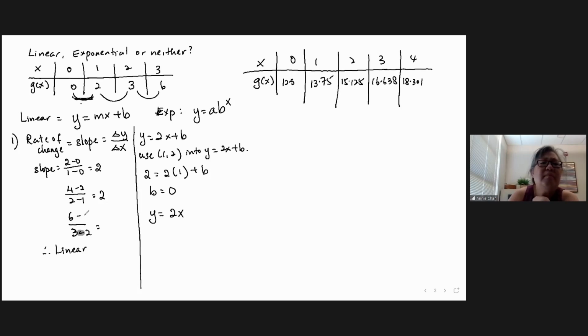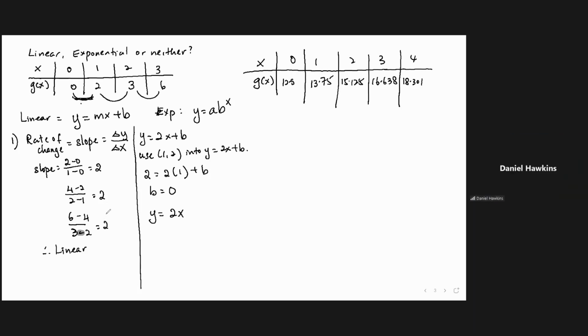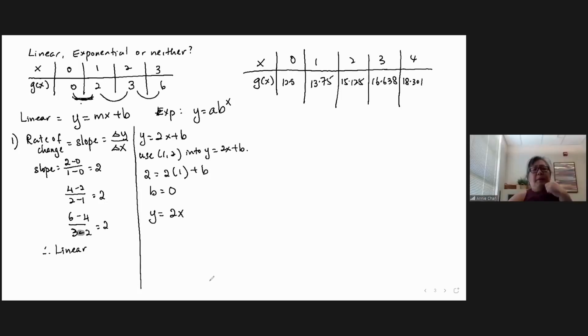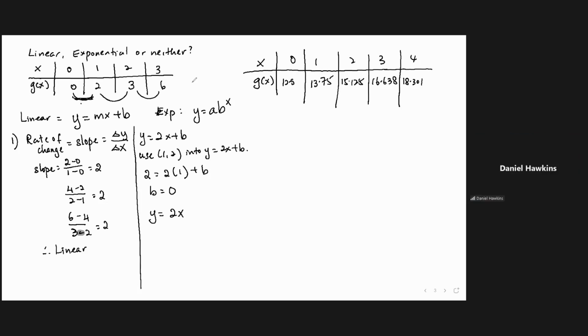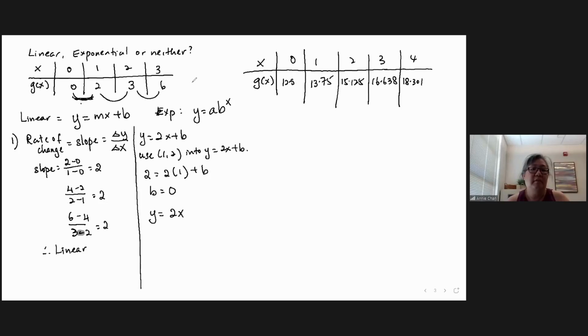Any question? Can it be both? Can you have a linear and an exponential? It could be, but because they ask you linear, exponential, or neither, once you find one, you should be fine. Okay? So what if it is exponential? How do we determine if a function is exponential?